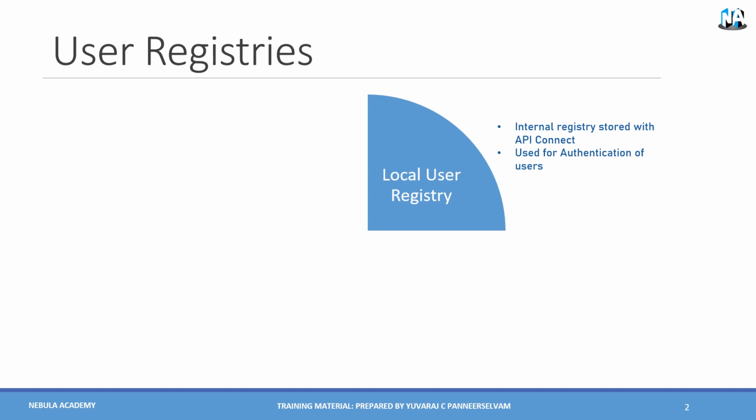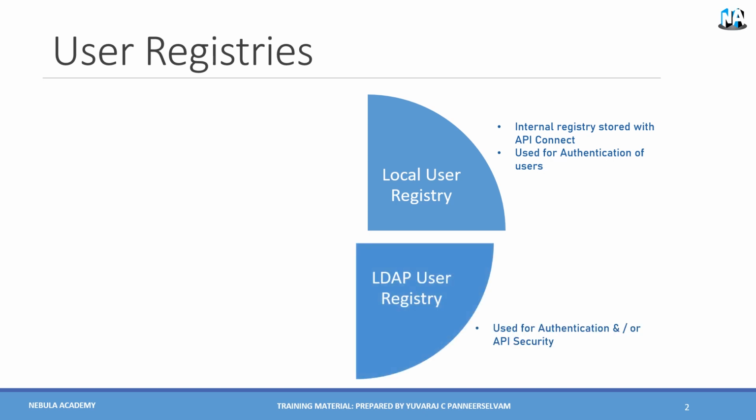The other types of user registries are the LDAP user registry. Now this could be used for authenticating your users who are logging into your user interfaces of API Connect, like Cloud Manager and API Management user interfaces, or they could also be used for securing your APIs, as part of basic authentication or as part of your OAuth.